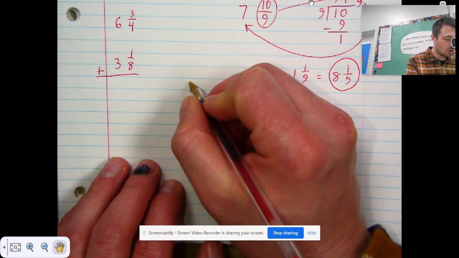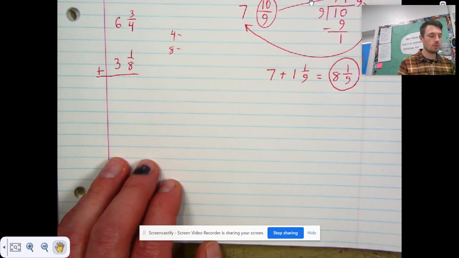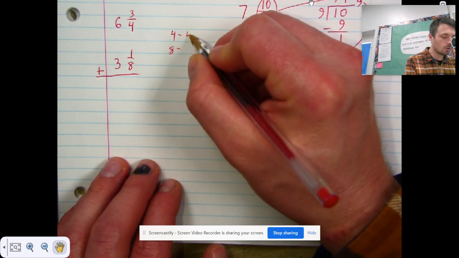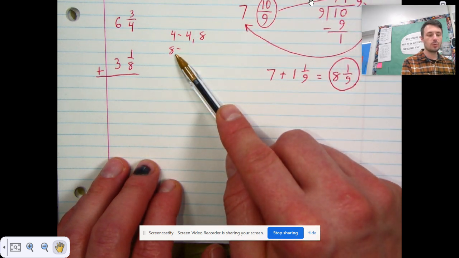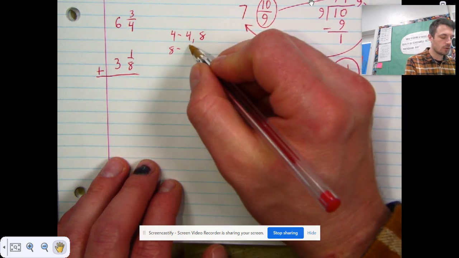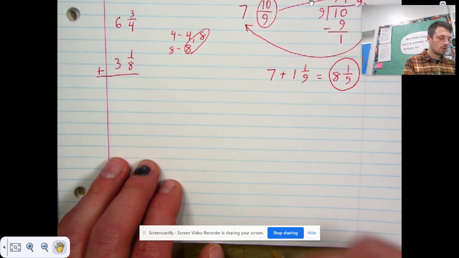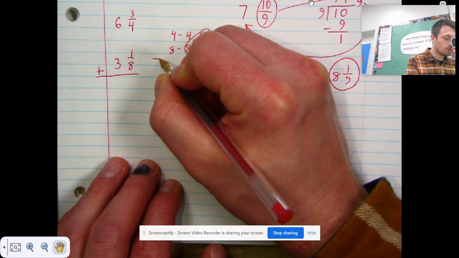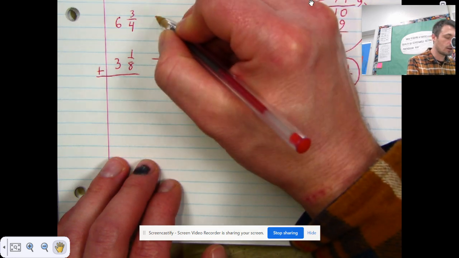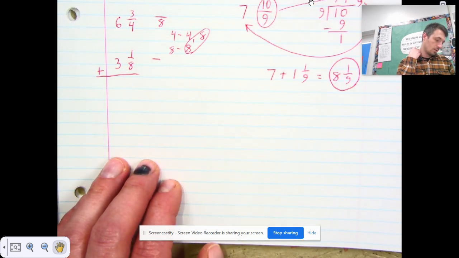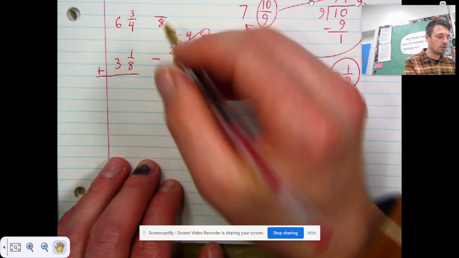So I have to list the multiples for 4 and 8 until I find a number that's in both lists. So 4, 8. And once you get to the second number that you're listing multiples for, you know that you're done, because the first multiple of 8 will be 8. So that's my LCM. So now I'm going to make equivalent fractions. I don't actually need to do one here because this one already has 8 as its denominator, but I will do one here.